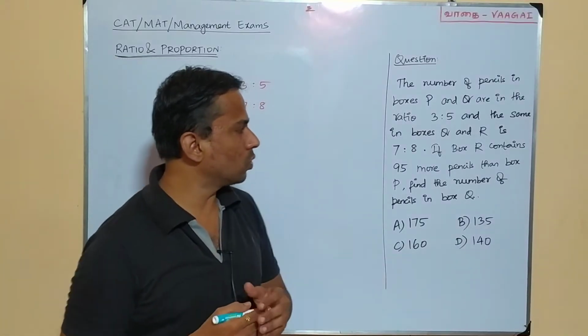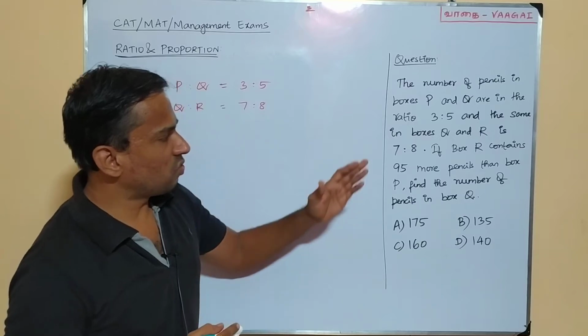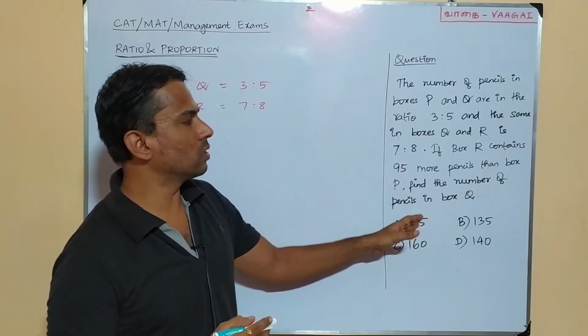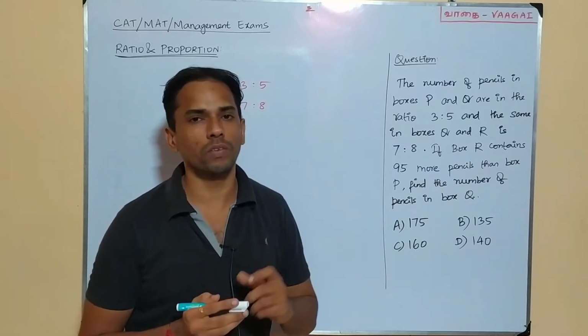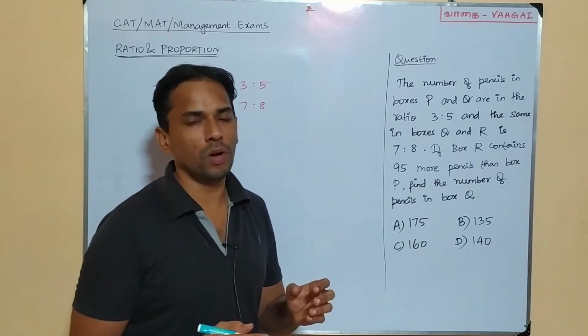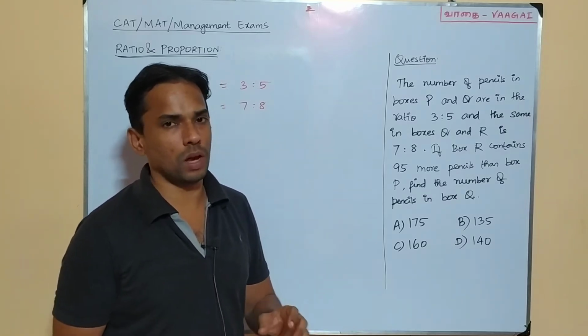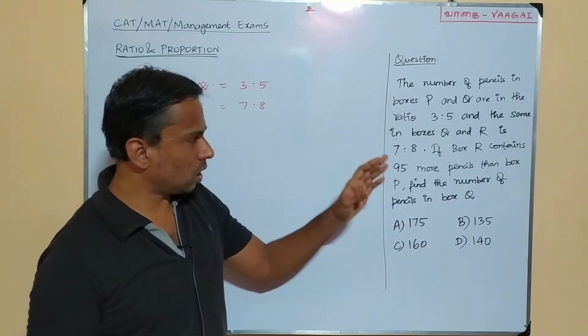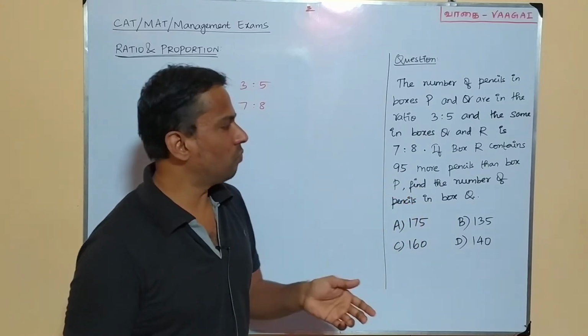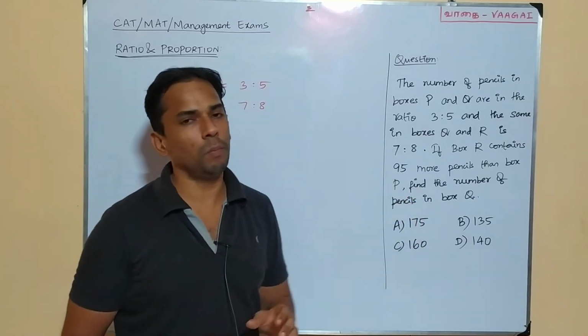And one more piece of information they gave here. What is that? Box R contains 95 more pencils than box P. So note the information very clearly. They have compared the actual numbers of box R and box P. And how have they compared? Box R contains 95 more pencils than box P. Then find the number of pencils that we have in box Q.